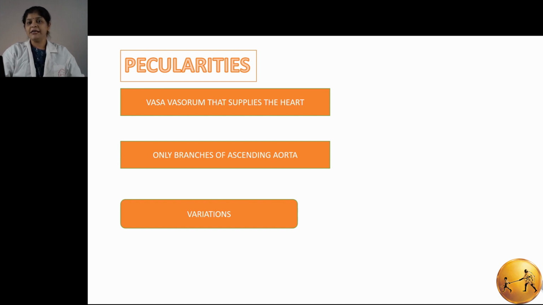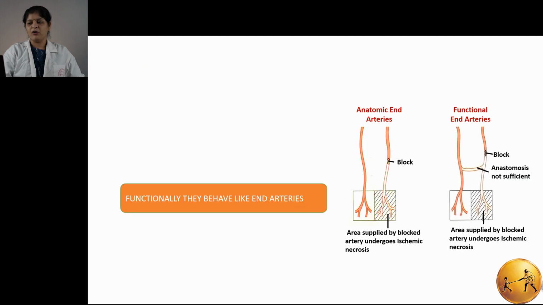These are functionally end arteries. You can see in the image, this is the anatomical end artery. So this is one vessel which is supplying this particular tissue. Another is the vessel which is supplying this particular tissue. If there is a block over here, then the blood will not flow and this part of the tissue will go under ischemia because it will not get the blood supply. So these are the end arteries. But when the anastomosis is present, then though there is a block, there is a continuation of the flow, because through this anastomosis the blood will go and supply the part of the tissue.